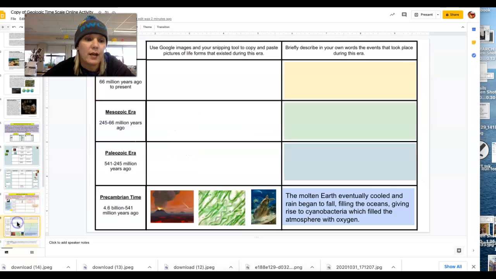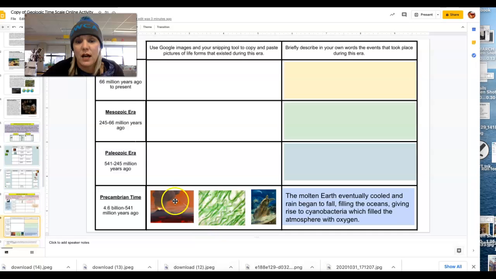description. So for example, my description for Precambrian time was the molten earth eventually cooled and rain began to fall, filling the oceans, giving rise to cyanobacteria, which filled the atmosphere with oxygen. Okay, so that is covering billions of years. This is by far the biggest abbreviation for the Precambrian time ever. But I've touched upon some important things: molten earth, water world, and the first single-celled and then multicellular organisms.